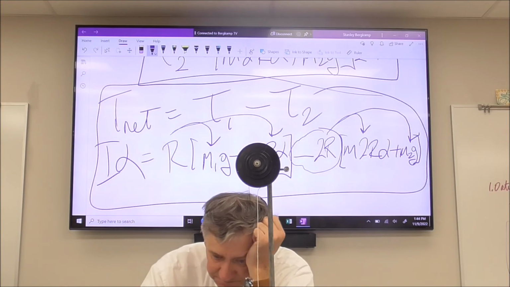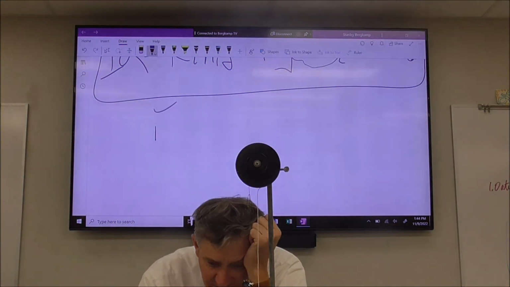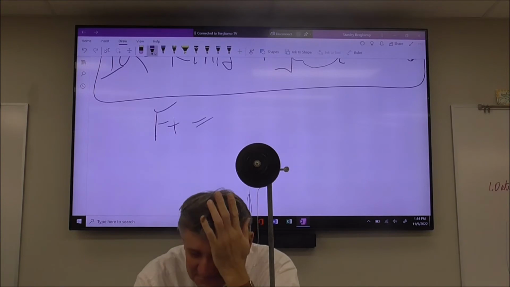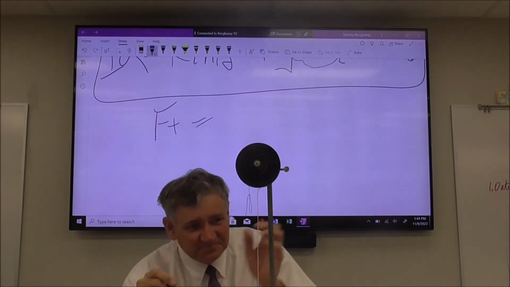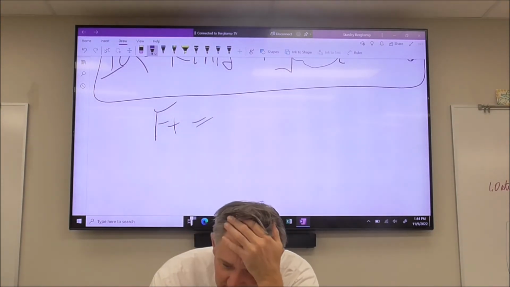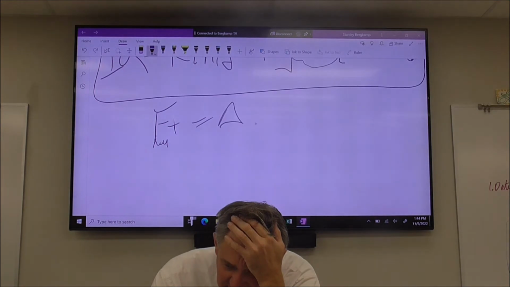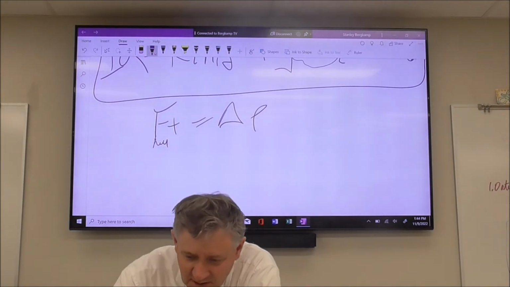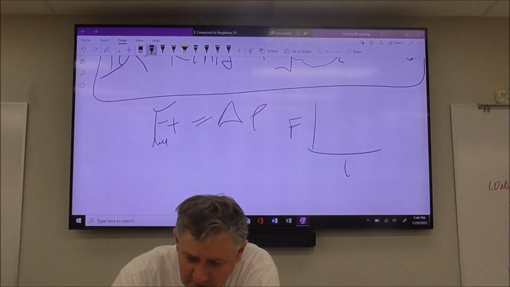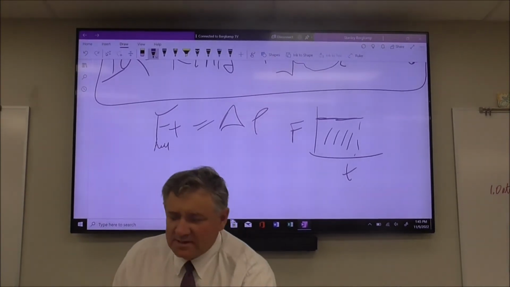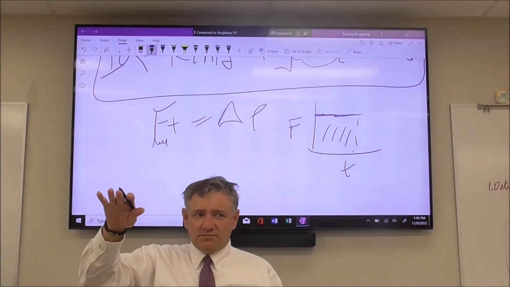Now, remember, what does force times time equal? Momentum or change in momentum? Change in momentum, okay? Because remember, that's your net force equals change in momentum, right? So in a general idea, if you were to draw a force time graph, and let's say that you have a constant force applied over a certain amount of time, you have constant force, same net force.